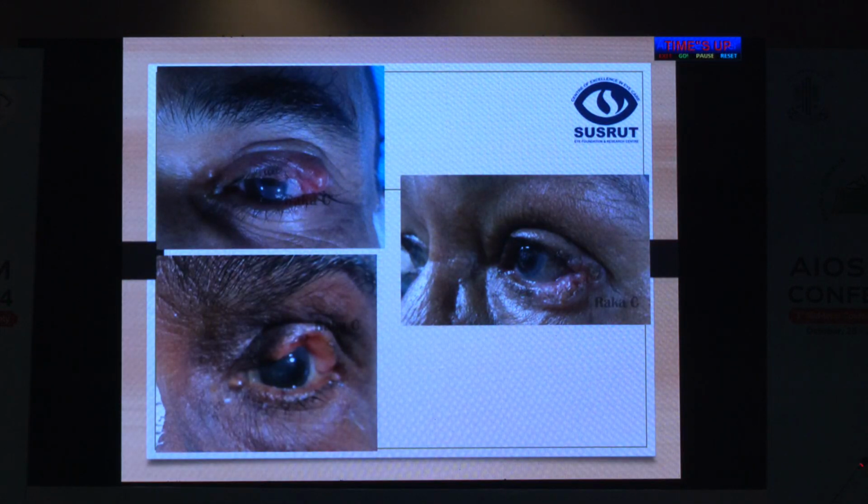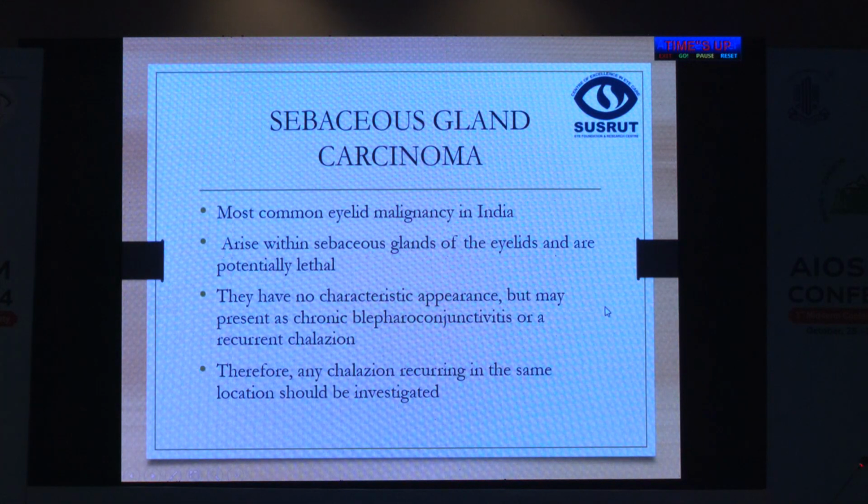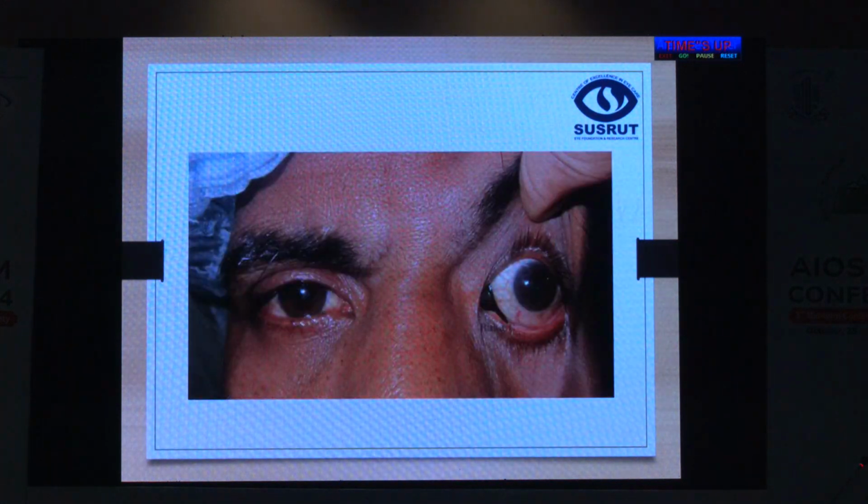And the third one is much awaited, the commonest cancer seen in the Indian subcontinent. This is another type of carcinomatous erosion of the eyelid, and this is the third type. All these cases were histologically proved to be sebaceous gland carcinoma.